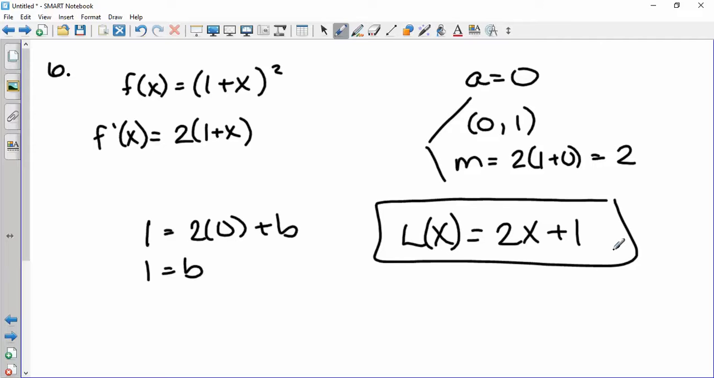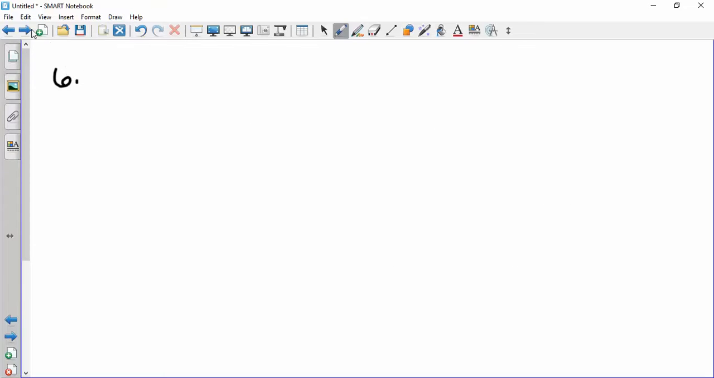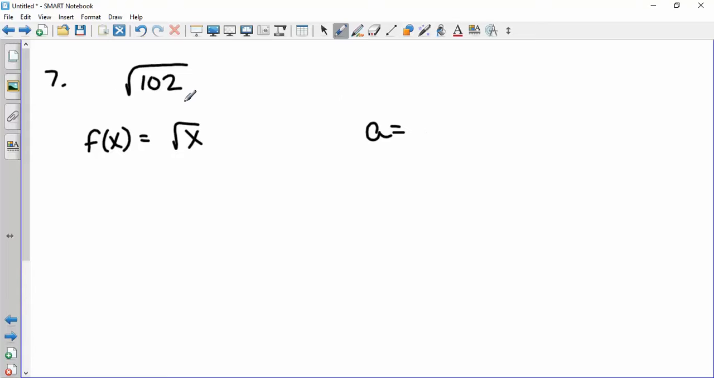of the line. So number 7 is also a linear approximation, but I didn't give you the function. I just said use the linear approximation to find the square root of 102. So we have to do a little more work here. What would be my function? Okay. My a value has to be something close to 102 that we could do the square root of. So 100. So my point would be 100, comma, if I plug a 100 in, the square root of 100 is 10. So there's my point. We need the slope.